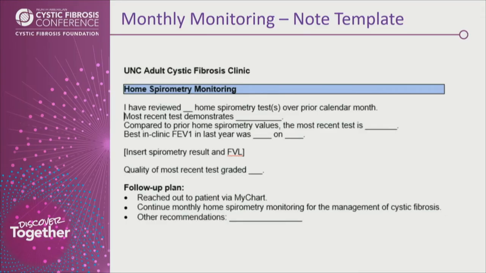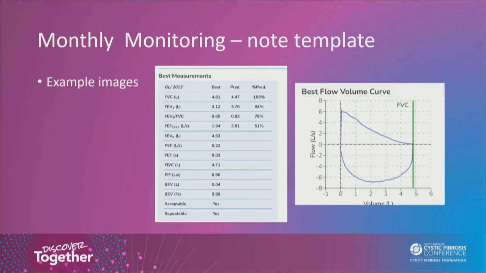This is the note template that I use in the patient's chart showing what all the factors that I just mentioned for the review, and at the bottom that I reached out to them over the patient portal and any of the recommendations that I have made for them. And here, obviously, is an example of the test results in the flow volume loop that I copy and paste from ZephyrX into the note template.